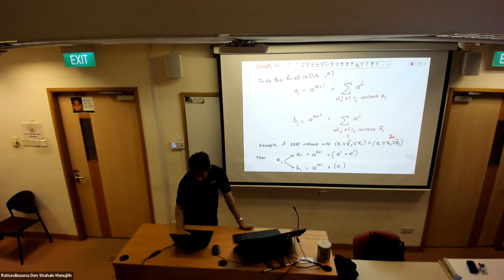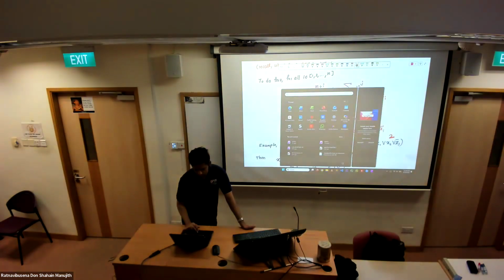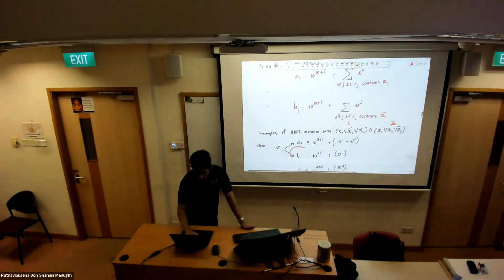Clauses 1 and 2, right? So I add 10 to the 1 plus 10 to the 2, because those are the j's such that Cj contains x1. Those j's are 1 and 2 because C1 and C2 contain x1. Now let's consider how to define B1 for x1.